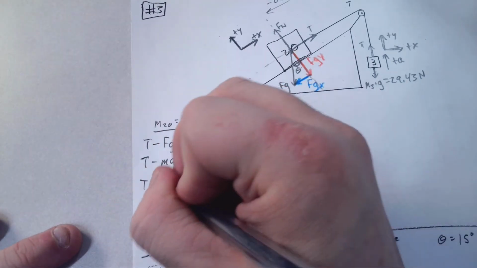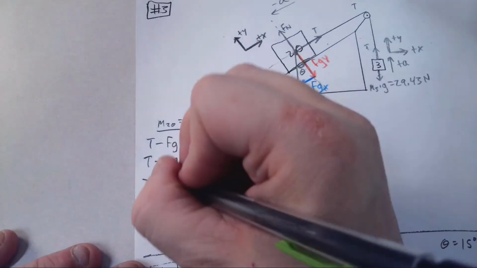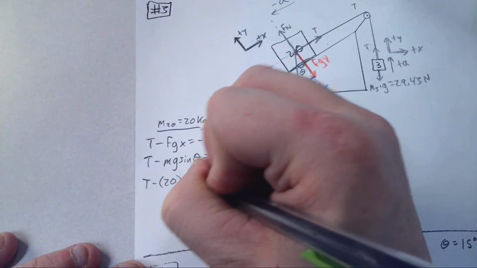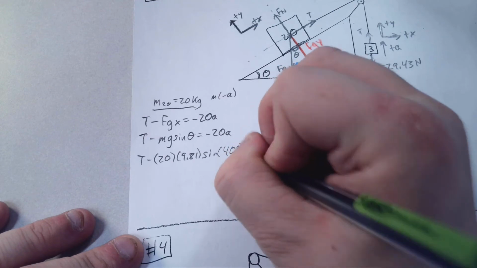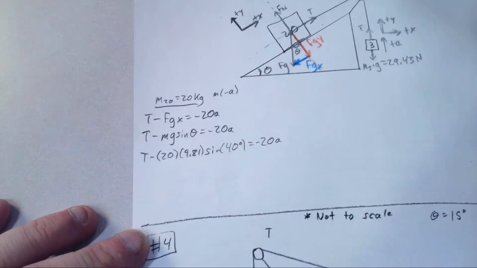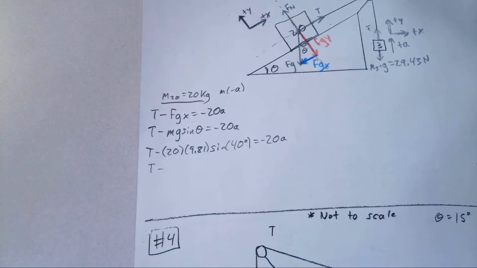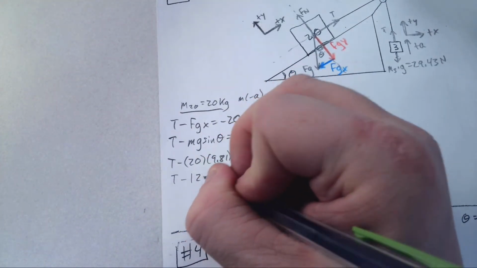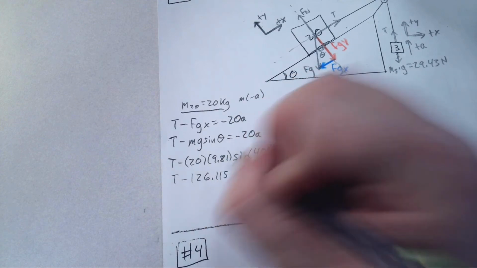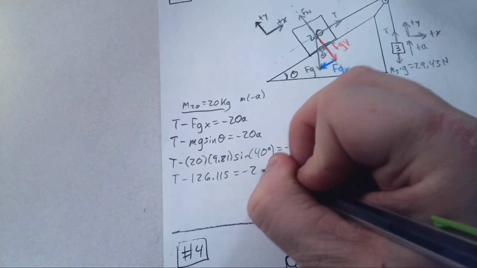So T minus mass, which is 20, times 9.81, times sine of the angle indicated up here, 40 degrees, equals negative 20a. I'll solve for this here to remind myself. Go ahead and check it. 20 times 9.81 times sine of 40 gives 126.11. I'll go up to 3 decimal places: 126.115 equals negative 20a.